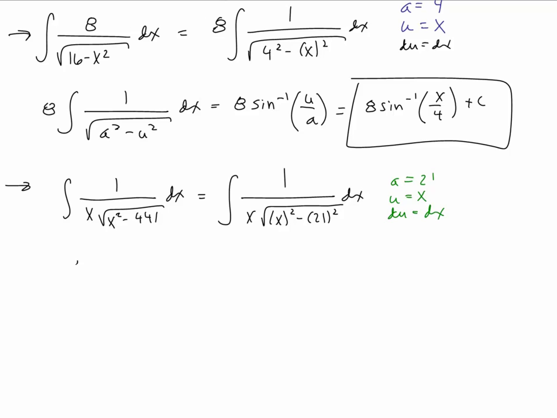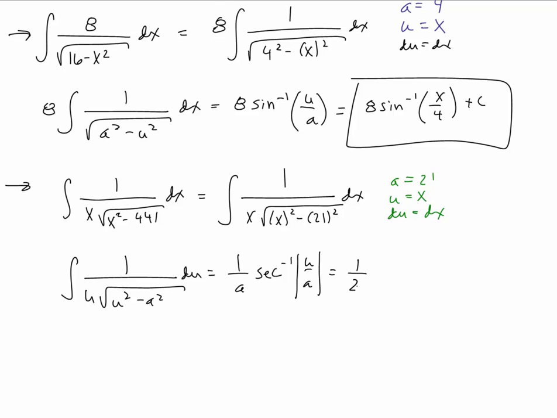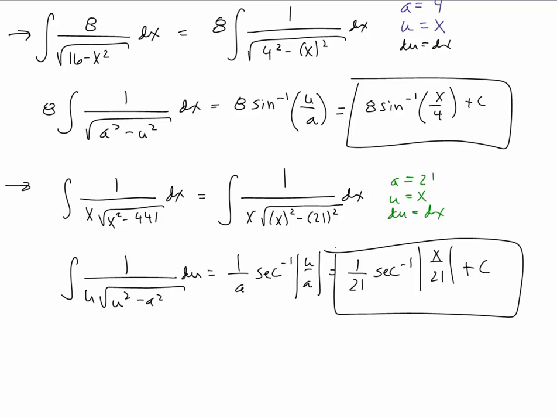So subbing back in to see if it fits its form, this would be 1 over u root u squared minus a squared du. And this should fit 1 over a inverse secant absolute value of u over a. So this is 1 over 21 inverse secant, whoops, absolute value though, of u over a. So that's x over 21. Now here I don't need parentheses around the argument of my trig function because I have absolute values. But up in this problem you've got to have those parentheses to define what your argument is, because it's very easily confused with other things running around in the equation, and we don't want to get those messed up.